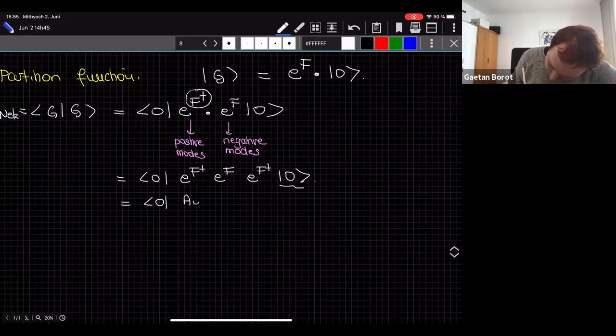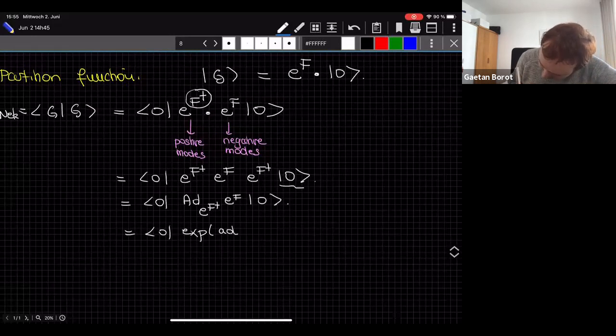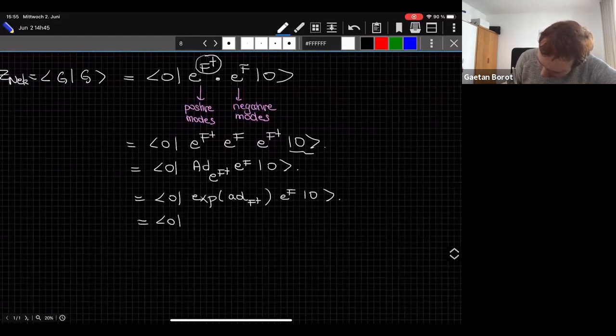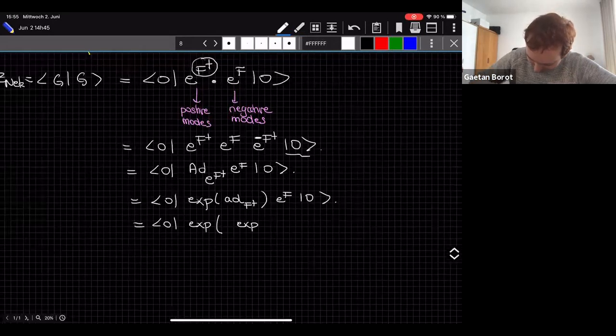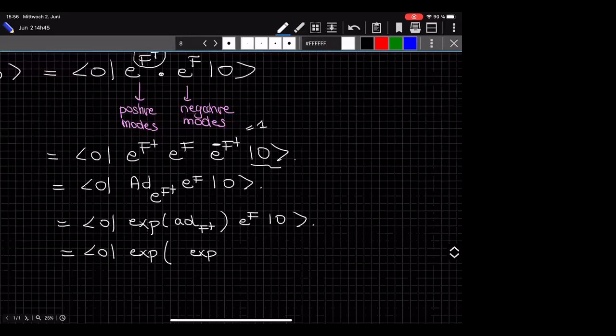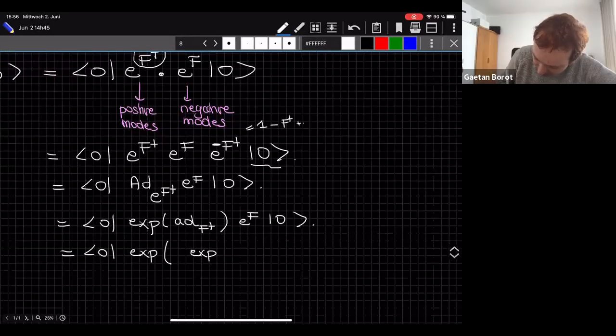So this is the adjoint action of exponential of f dagger on exponential of f. And so it's the exponential of the little adjoint action, so the iterated commutators of f dagger on exponential of f. And so I can also write it as exponential of the iterated commutator series. Gaetan: Yes? There is no minus f dagger. Yes, thank you. There's a minus f. Okay. So this is 1 plus a series of derivatives, so these ones don't contribute.